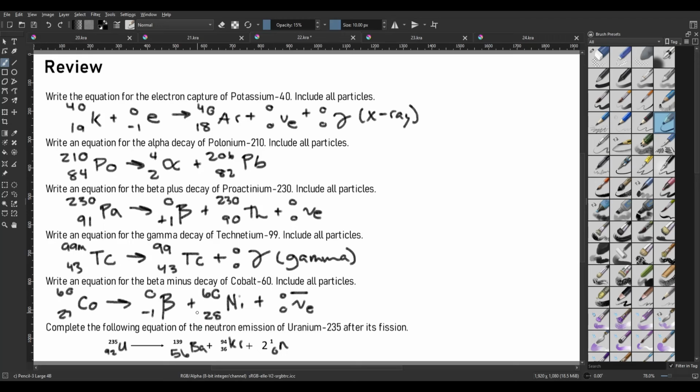So now if we double check to make sure we balanced everything, 235 is equal to 139 plus 94 plus 2 times 1, or just 2. The top is balanced. 92 is equal to 56 plus 36 plus 0. We get 92. So this is our balanced nuclear equation for uranium-235 neutron emission after it's fissioned. So this is our review for singular nuclear equations. Make sure we understand this. We'll all be good. We're going to move on to decay chain review next.